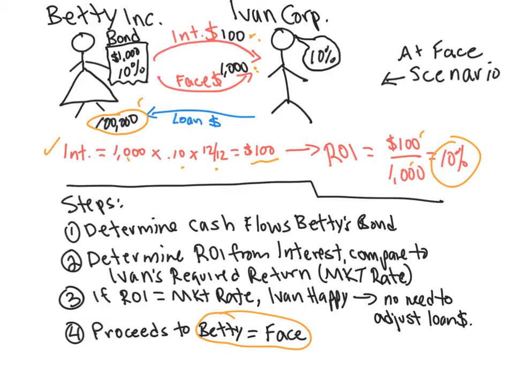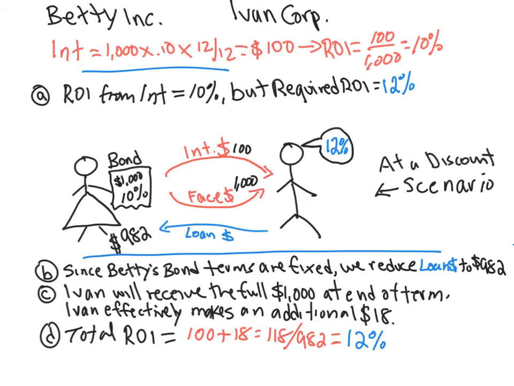Now, how is that different with the other scenarios? Let's look at the discount. In this case, again, the interest payment is the same. That doesn't change. So the interest payment will be providing 10% to Ivan right there. But Ivan requires 12%. So we have to somehow make it up. And in this case, I'm not going to show you the mechanics of how we get to that number, but I will share with you that I already did that on my own, and the amount that we have to reduce it by is $18. So we're going to be reducing it to $982.